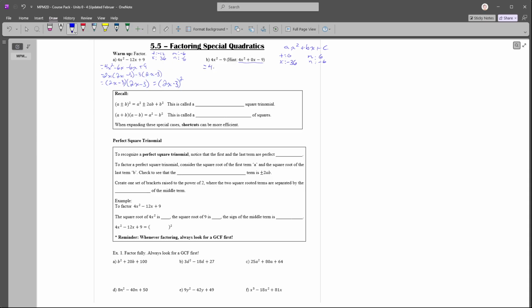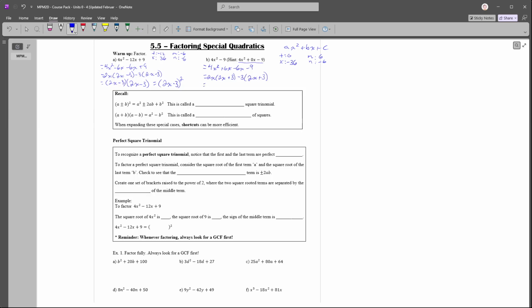So we decompose. We have 4x squared, and then the 0x gets decomposed to plus 6x minus 6x minus 9. Now, pull out what we can here. From the first two terms, we can factor out a 2x. So we end up with 2x inside and a plus 3. And then in the next one, we can factor out a minus 3. And we end up with, again, 2x plus 3.